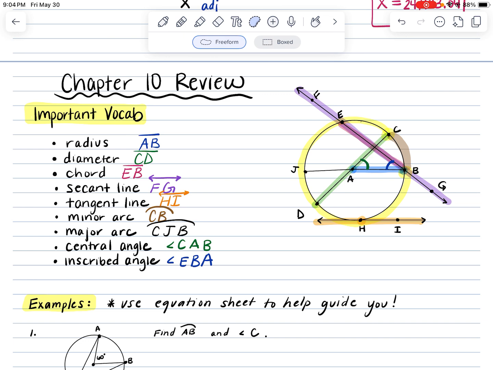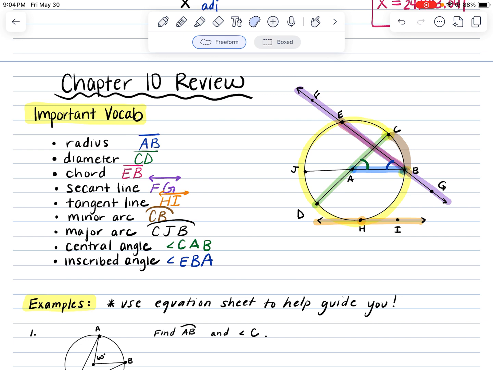A chord is a line that touches each edge of the circle and stops. So that's EB. Whereas a secant line goes through the circle. So it's the same thing as a chord, but it goes on forever. That's F to G. A tangent line touches the circle and continues on forever. And then a minor arc is less than 180. You can see I used CB. A major arc is more than 180.